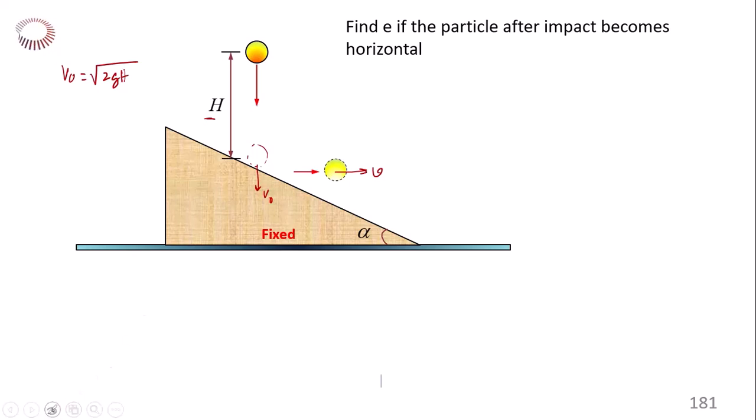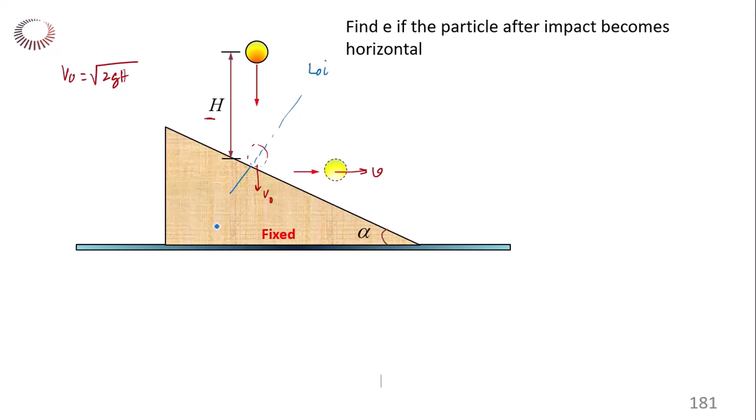Now whenever you are asked to calculate the e number, make sure that e can be applied only along the line of impact. So what is the line of impact? This is the line of impact. Why? Because along that direction the normal force is acting. So this is called the line of impact.